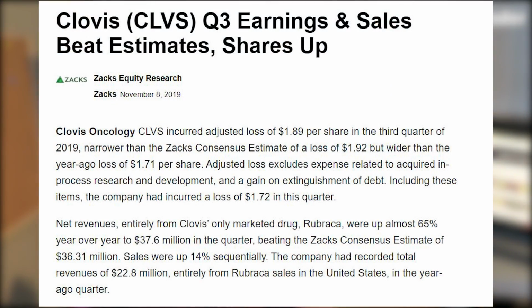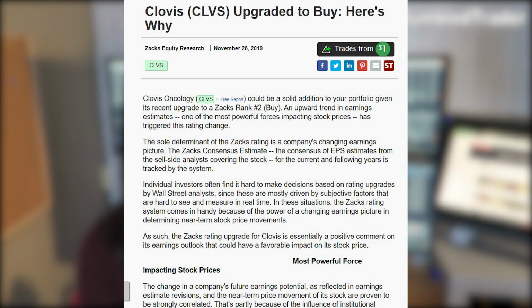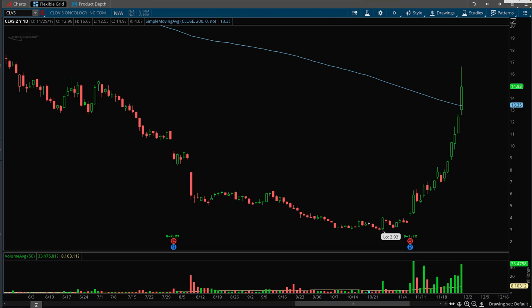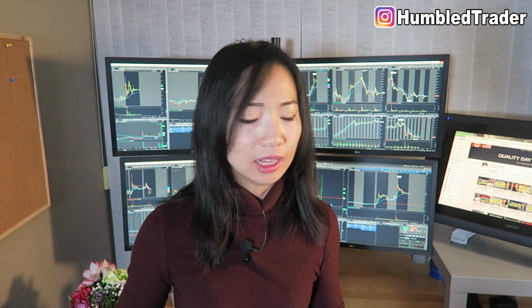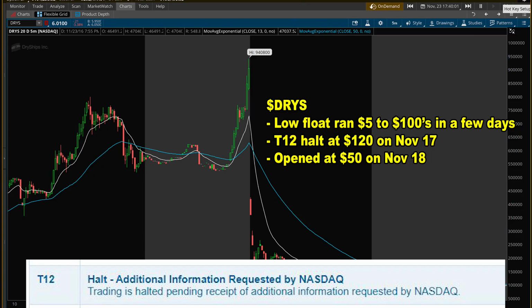So after identifying all the news, we can see that this stock had a great Q3 earnings, an upgrade by Zacks, and also a potential merger and acquisition deal. So now we know fundamentally there's news to justify this gap up and potential follow through to the upside. And the stock isn't just up on air or fluff news, or even worse, no news at all, which could put you at potential risk of a T12 halt by the Nasdaq.